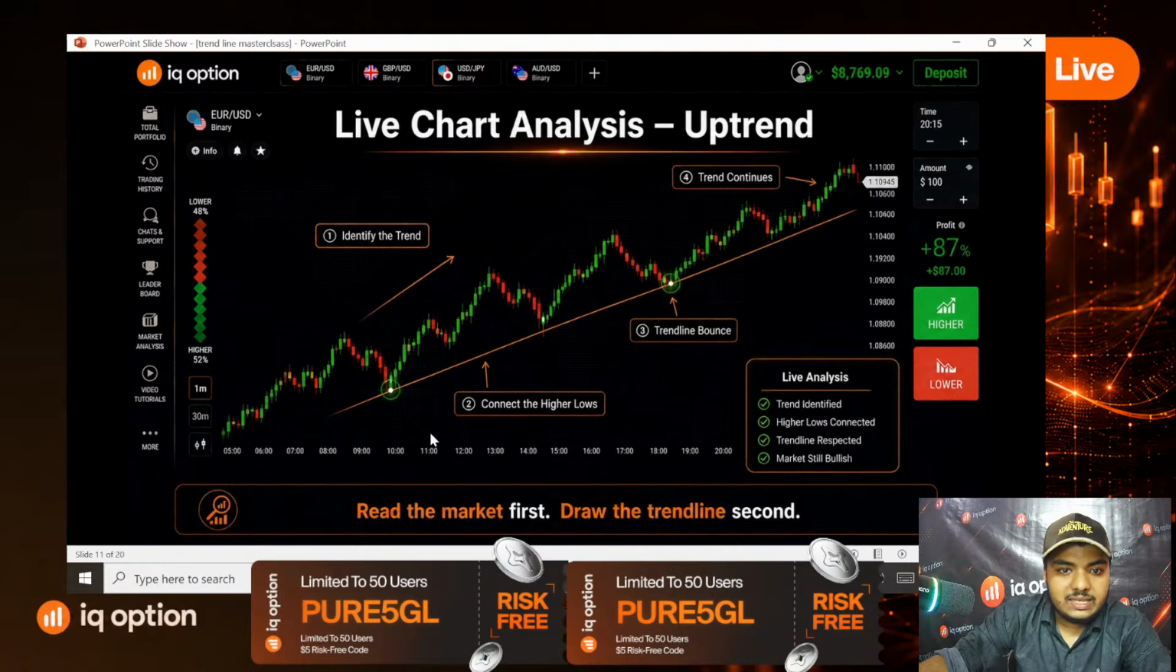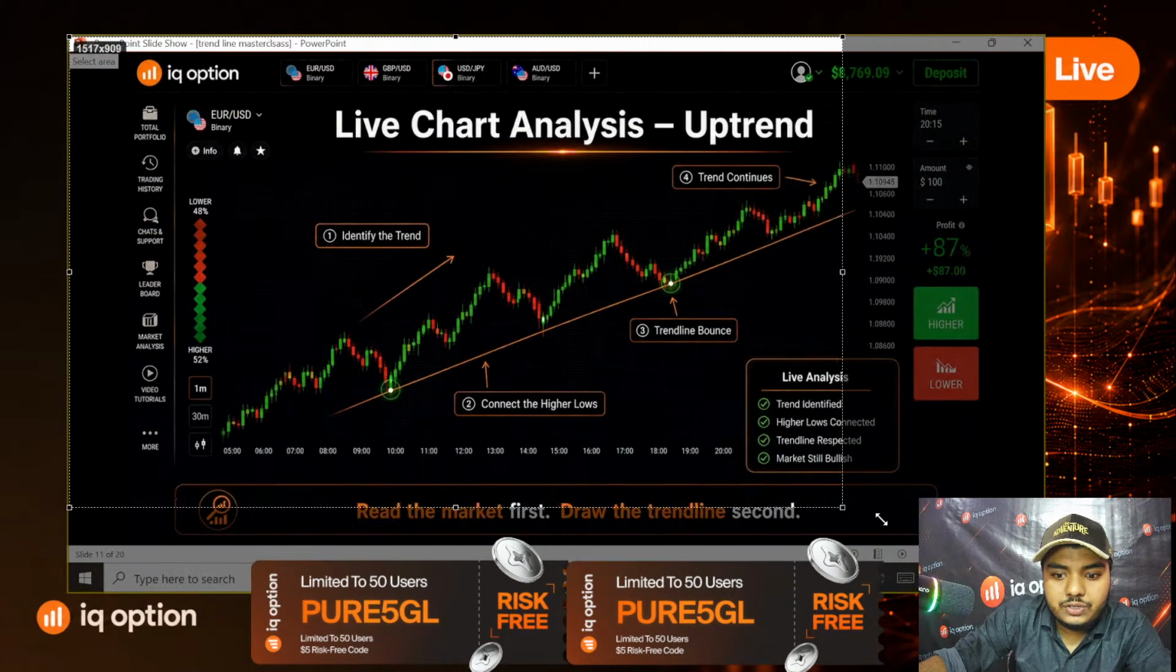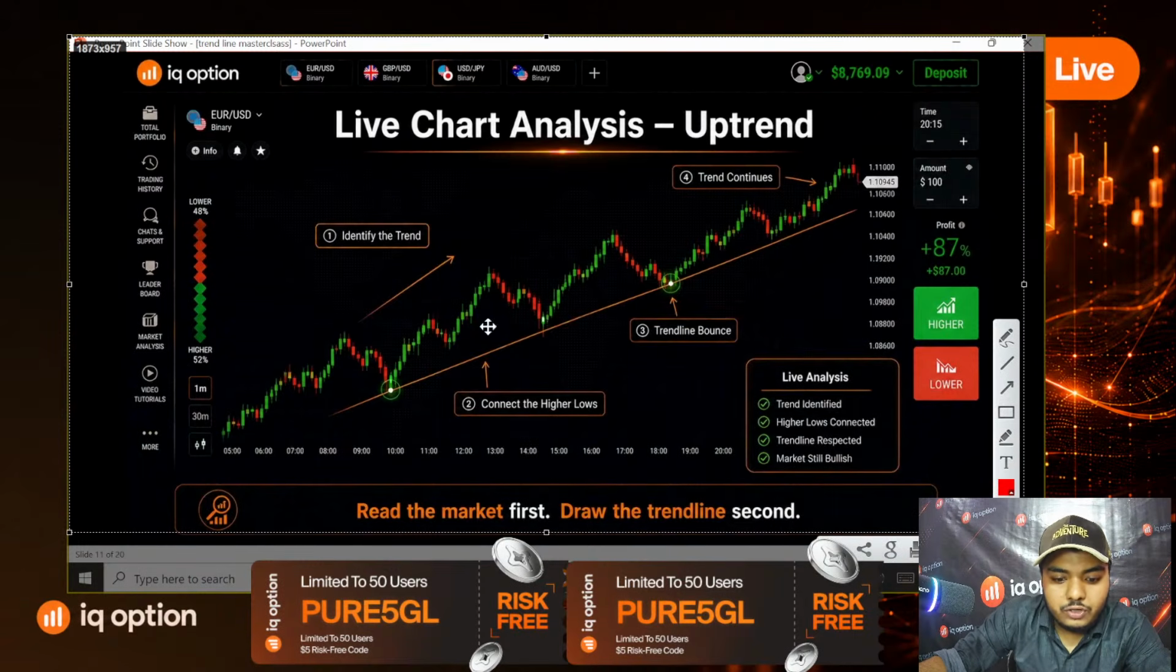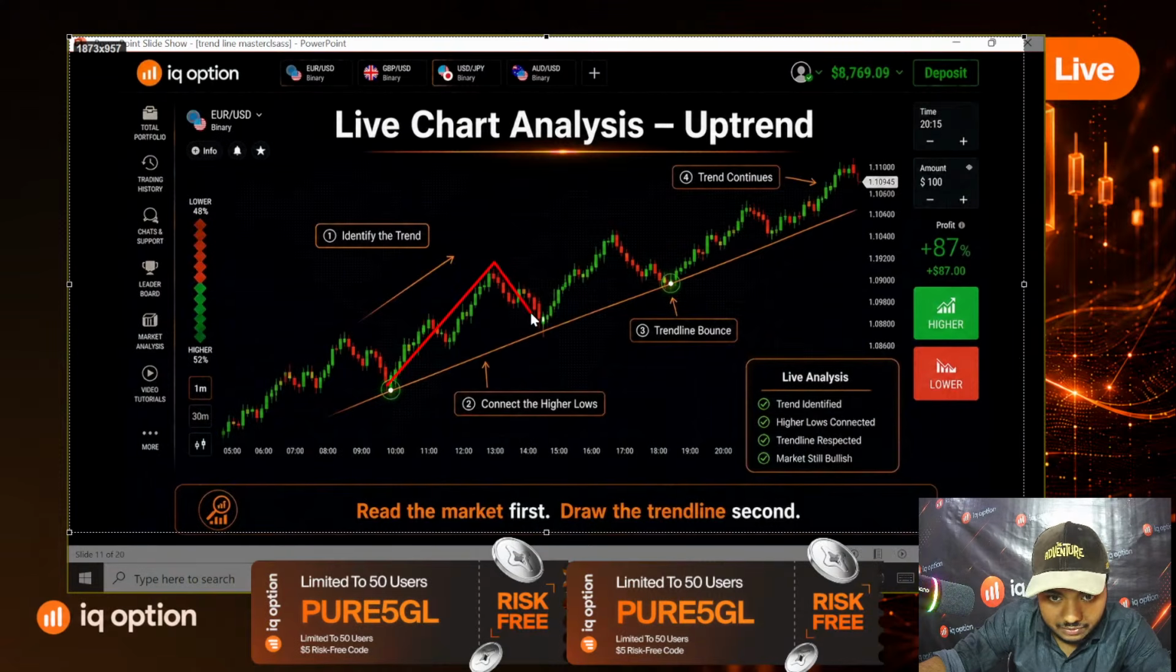Our next topic is live chart analysis for uptrend. Now let's apply everything we have learned on a real IQ Option chart. This is a chart I have collected from EUR/USD. Before drawing anything, let's observe the market first, guys. As we can see, the market is making higher highs and higher lows, which tells us the market is in an uptrend. Okay, the market is in an uptrend right now.